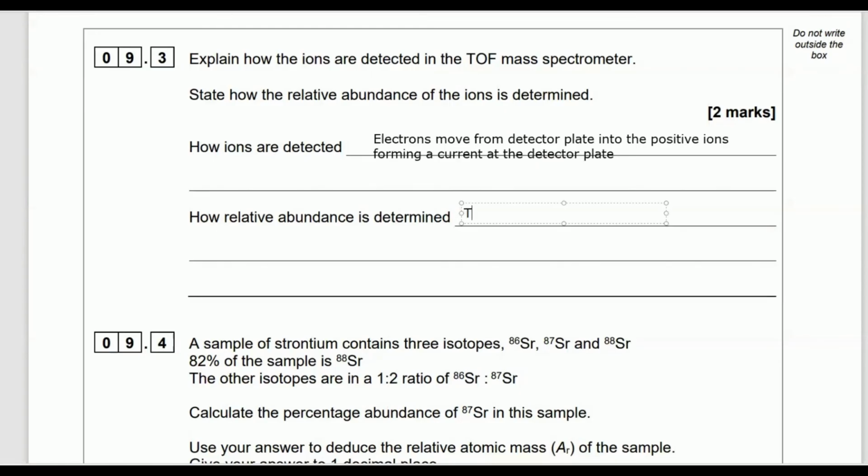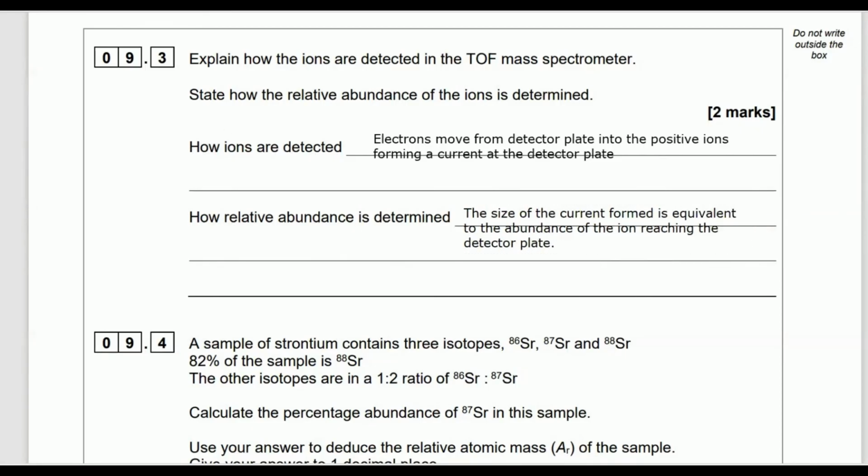Now, how do we know what the abundance is, how much of the ions have arrived? Well, we look at the size of the current, and the size of the current is equivalent to the abundance of the particular ion. So if one particular ion arrives and you get 2 amps, and then another ion arrives and you get 4 amps, you know the second ion had double the abundance because it generated double the movement of electrons, or double the current. Coolio.